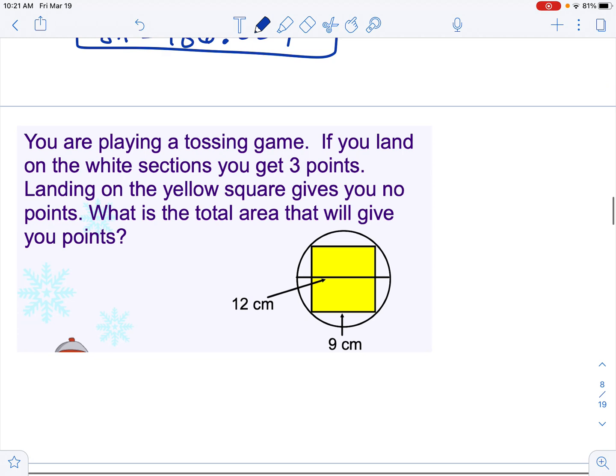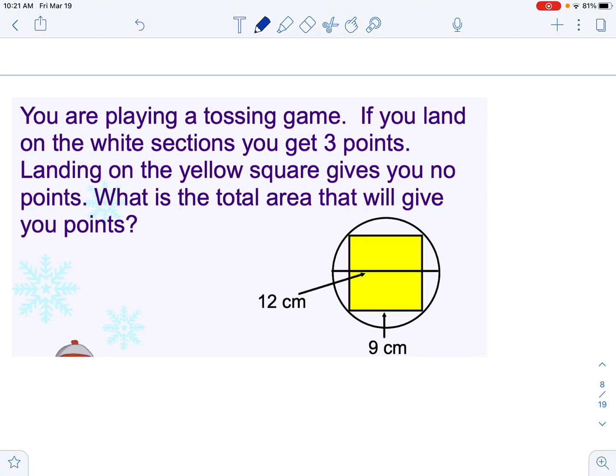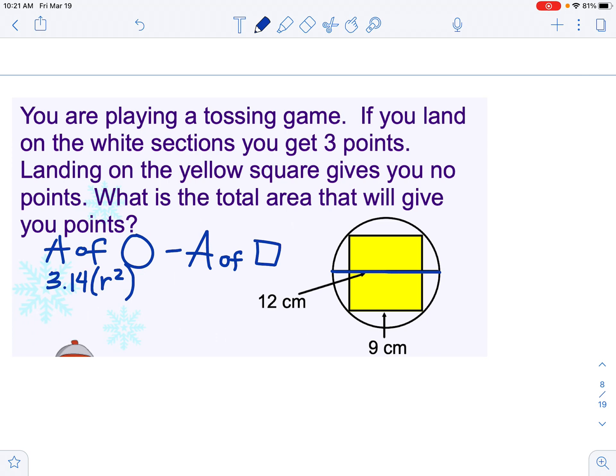The last problem here says you are playing a tossing game. If you land on the white sections, you get 3 points. Landing on the yellow square gives you no points. What is the total area that'll give you points? So we're going to find the area of the big circle minus the area of the square. Well, area of a circle is 3.14 r squared. So finding the radius, I see here that the diameter is 12. So half of the diameter is the radius, so our radius is 6. So 3.14 times 6 squared.